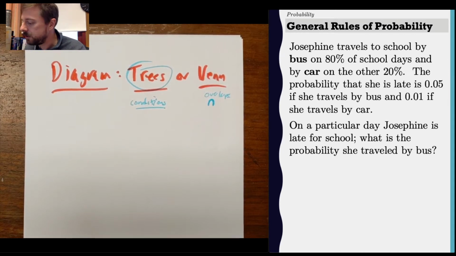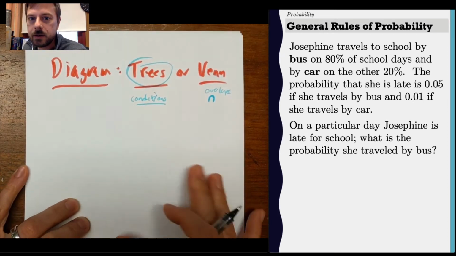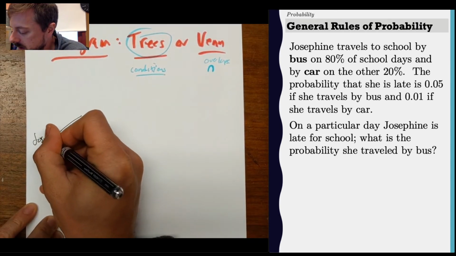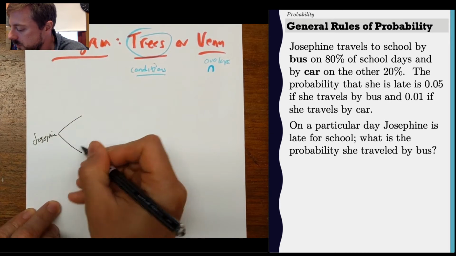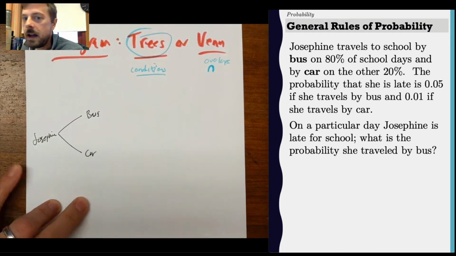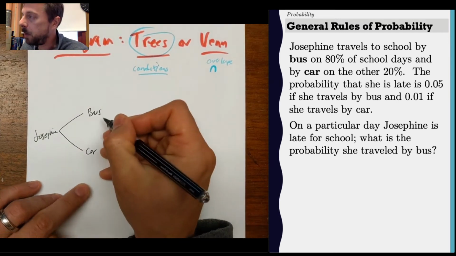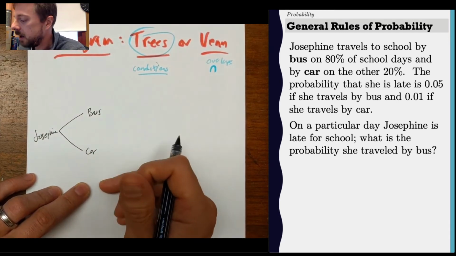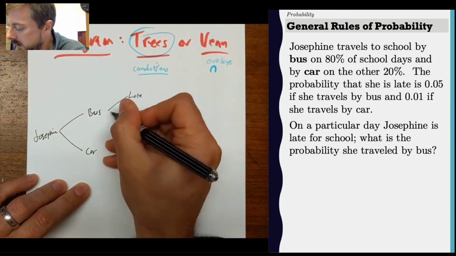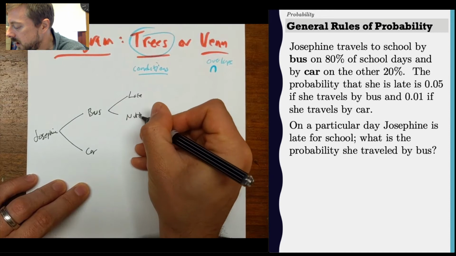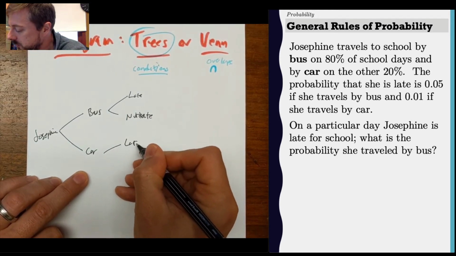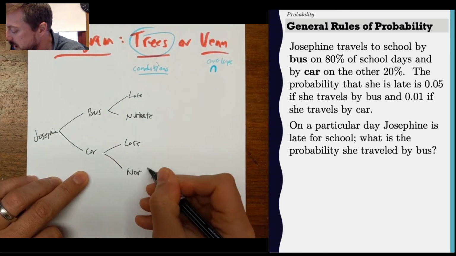So here, what do we know about Josephine? First of all, and so I'm going to make a tree, we know that there's basically two ways that she gets to school here, according to this description. She either takes the bus or she takes the car, right? And then we know more information about her based on whether or not she takes the bus. So in a world where Josephine takes the bus, sometimes she is late and sometimes she is not late, right? And similarly, when she takes the car, sometimes she is late and sometimes she is not late, right?